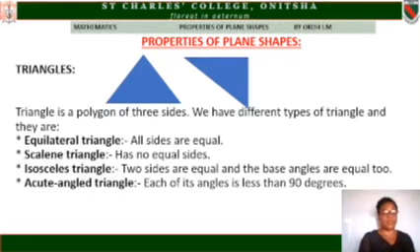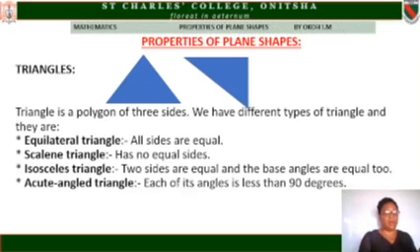Then we have the next one, called a scalene triangle. In a scalene triangle, none of the sides is equal. If you look at this one very well, you see that this side is longer than this side, and this side is longer than this side. So none of the sides is equal to the other.